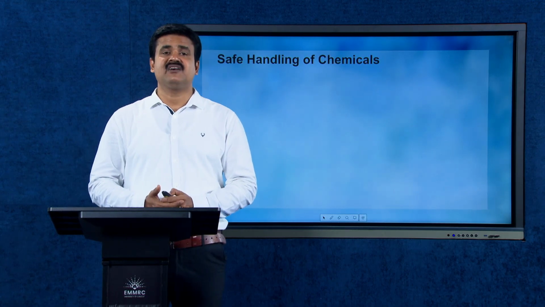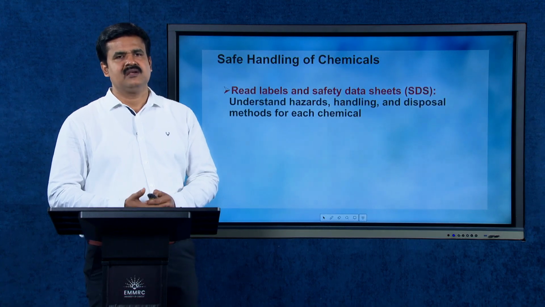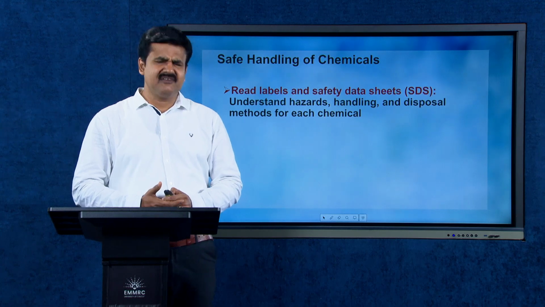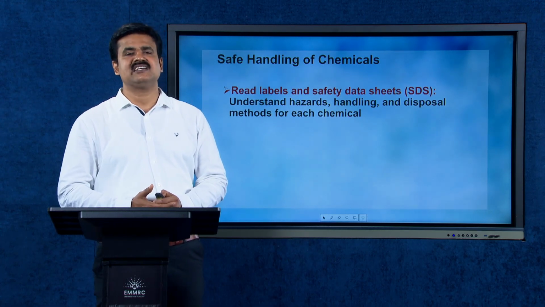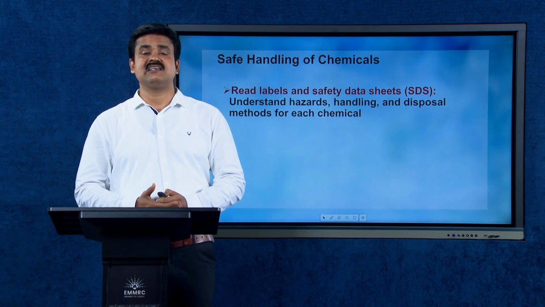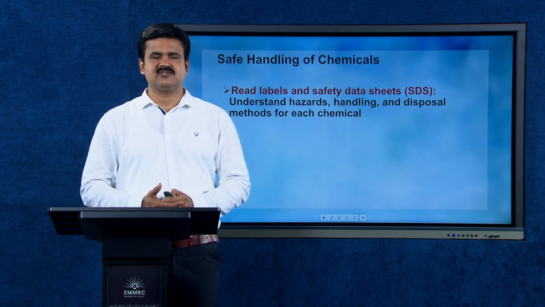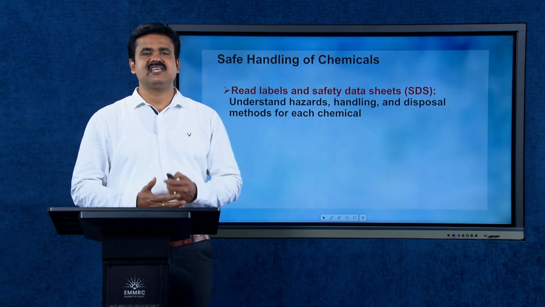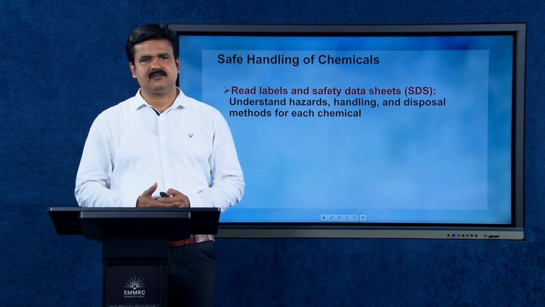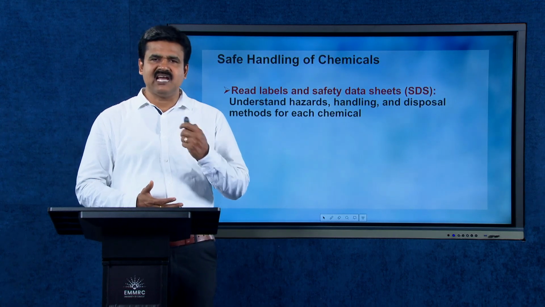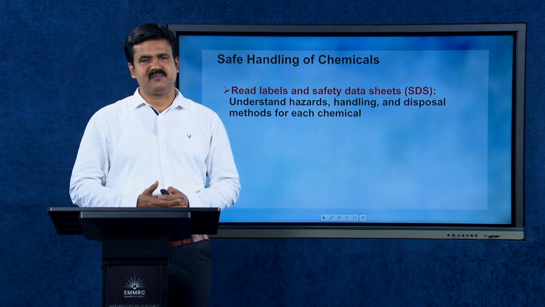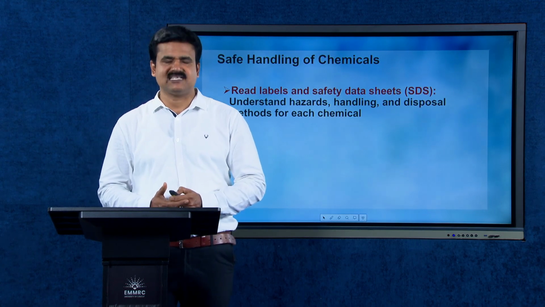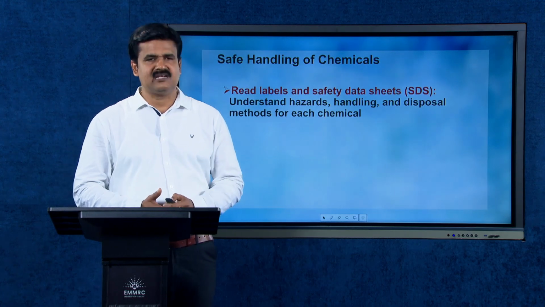Now, safe handling of chemicals. Read labels and safety data sheets, or SDS. For every chemical reagent in the laboratory, there is an associated material safety data sheet, or simply safety data sheet. Each individual has to go through the safety measures and safety data sheet of every chemical that you are going to work with. Understanding hazards, handling and disposal methods for each chemical helps you to protect yourself from emergency situations, accidents or contamination with that chemical.